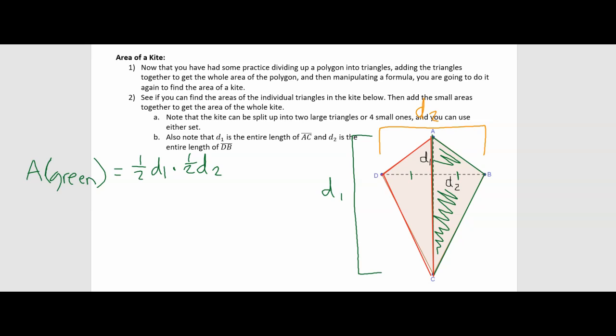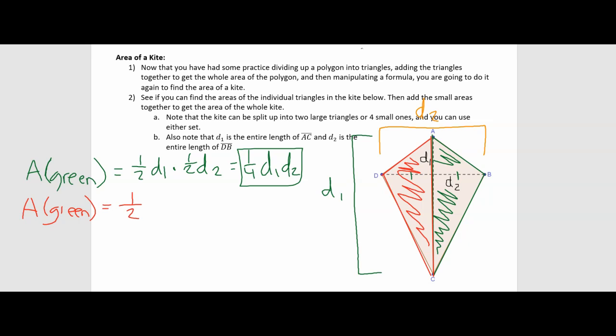Right? Because the height here is half of the orange D2 diagonal. So area of the green, 1/2 D1 times 1/2 D2. That's going to give us 1/4 D1 times D2. Now the area of the red, very similar, right? Again, 1/2 base times height, so 1/2 D1 times 1/2 D2 gives us 1/4 D1 times D2.